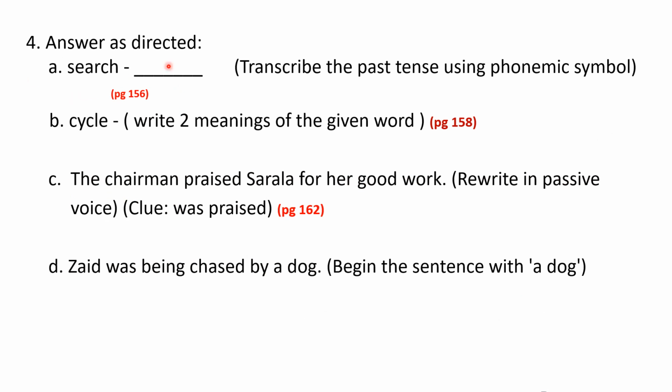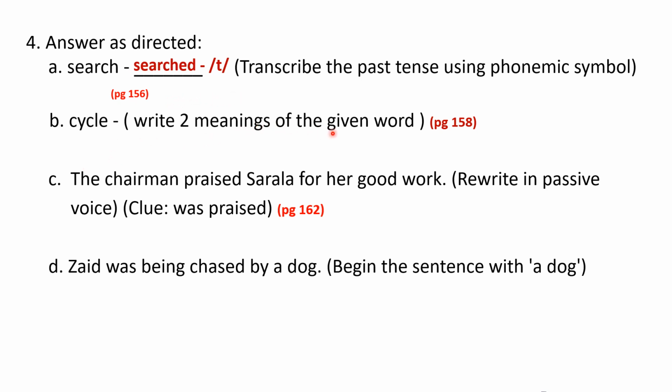Next question. Answer as directed. Search. Transcribe the past tense using phonemic symbol. So what is the past tense of search? It is searched. Though the spelling is ed, the sound is t sound. So they are given on page number 156. You can refer to them, students. Then the next word is cycle.